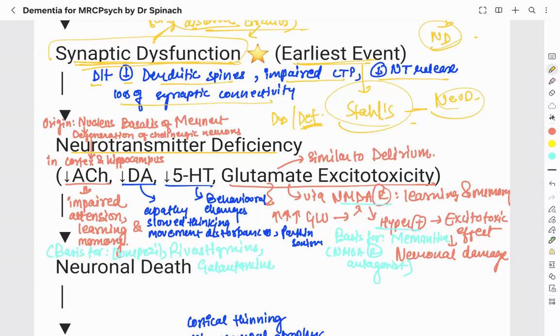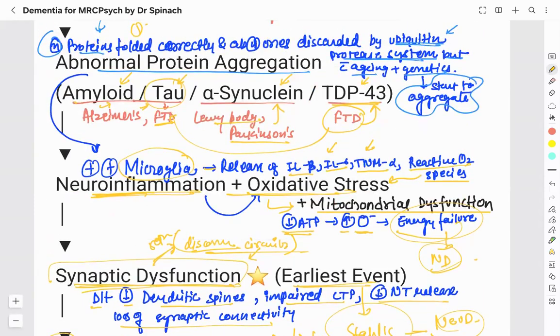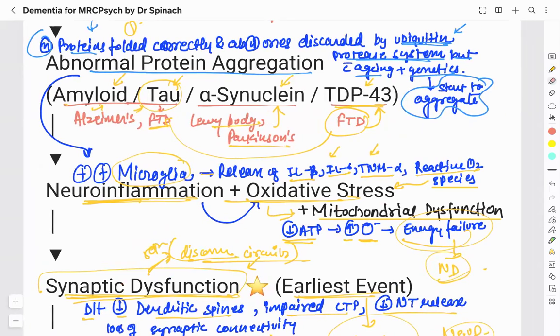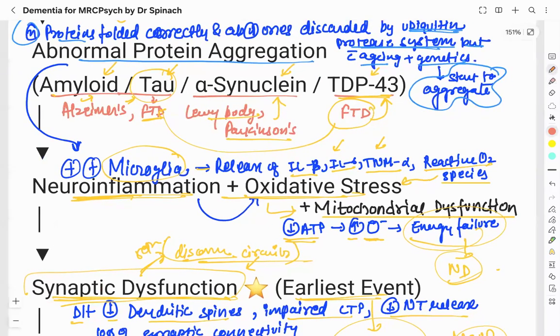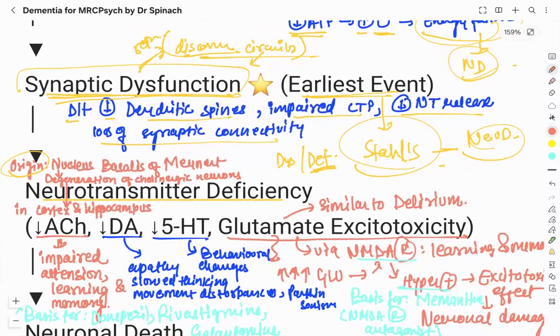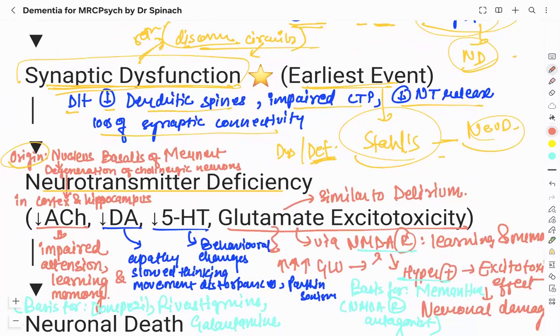So we know that. Okay, I have a question here. What is the origin of acetylcholine? Where does it originate from? Which part of the brain or which nucleus? Anyone? This is a paper A question, not paper B. Is it the nucleus basalis of Meynert? Yes, you're correct. Absolutely. Very, very good. You remember it.